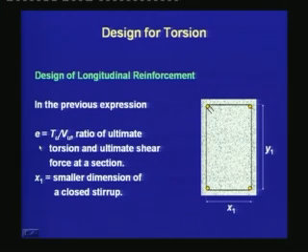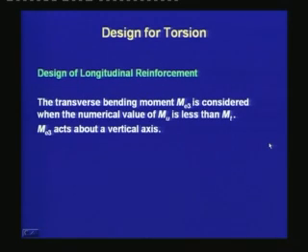In this expression, e is equal to Tu divided by Vu, the ratio of ultimate torsion and ultimate shear force at a section, and x1 is the smaller dimension of a closed stirrup. Thus, if we have the rectangular section, then x1 is the dimension of the closed stirrup which is smaller, y1 is the dimension which is larger. The transverse bending moment Me3 is considered when the numerical value of mu is less than mt. Me3 acts about a vertical axis.